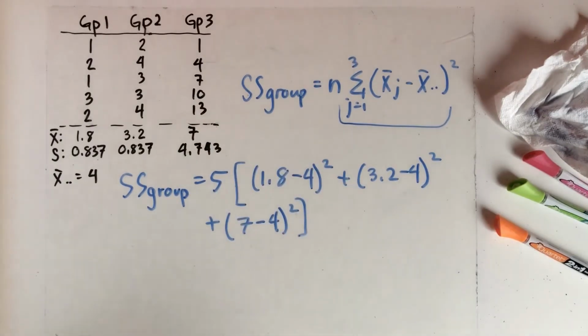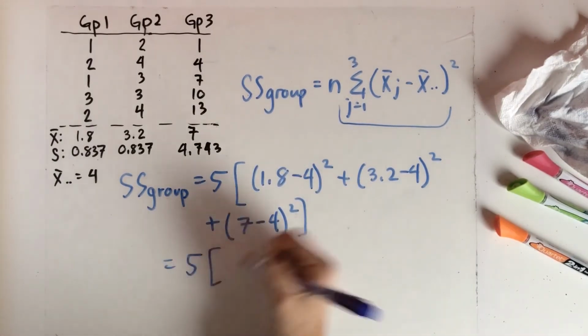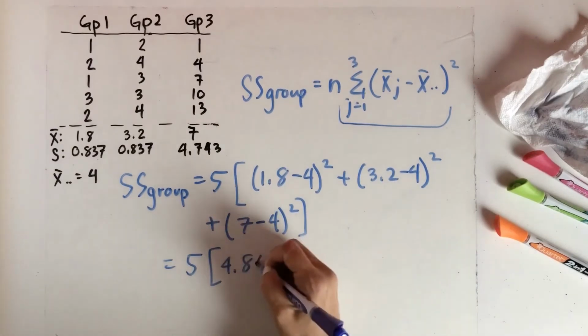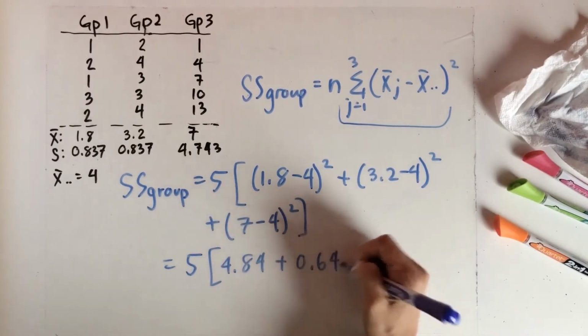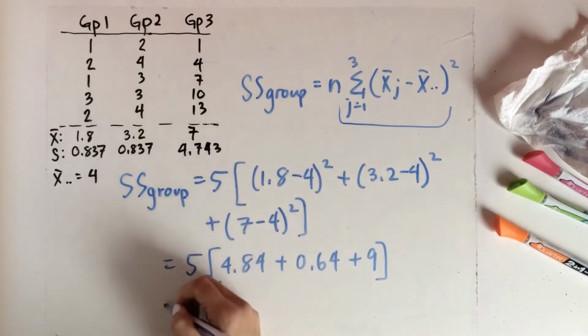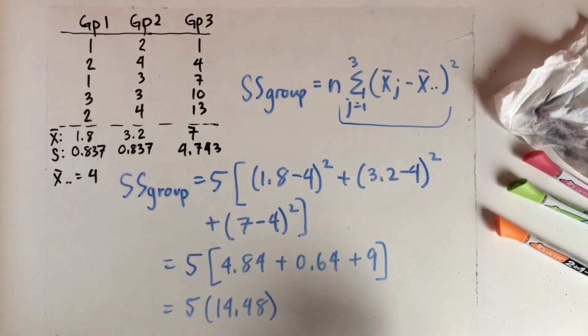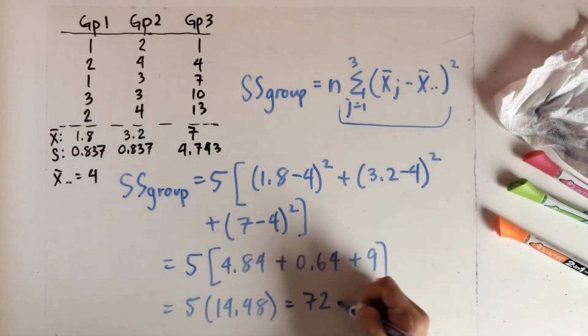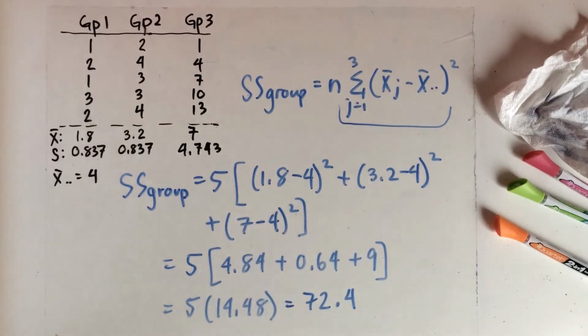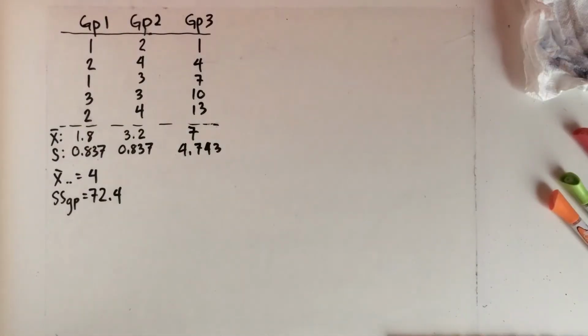And then we work our way through, so that's equal to 5 times, this is 4.84, this is 0.64, this is 9. And so we have 5 times 14.48, and that is equal to 72.4. It's a unitless quantity. 72.4 represents the total variation due to the fact that we have 3 different groups. What remains now is for us to compute sum of squares error.